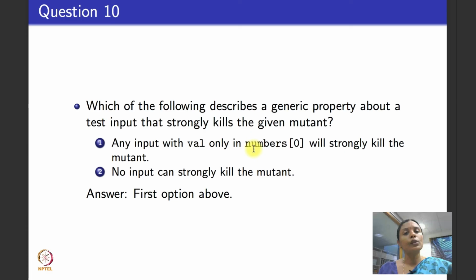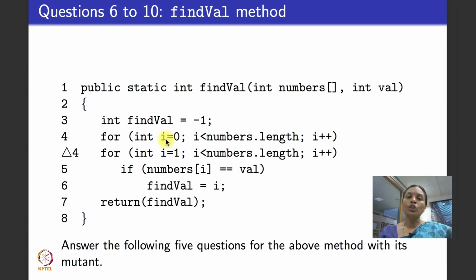Why is the first option the answer? It says val is present only in numbers of 0, which means it's present in the 0th index, the first occurrence in the numbers array. So the original program, which runs its for loop from 0, will return correctly as val is present in position 0. Whereas the mutated program, which runs its for loop from 1, will miss the presence of val in position 0, because it begins its for loop at position 1. And what will it return? The mutated program will return -1. So the original program will return 0, the mutated program will return -1.